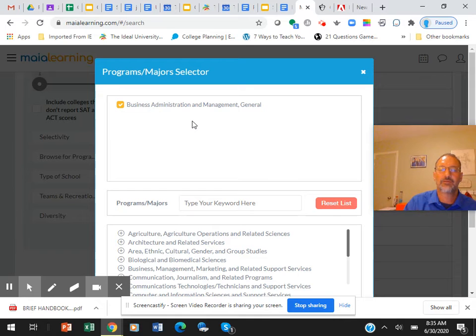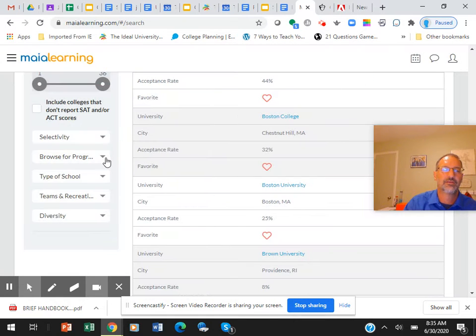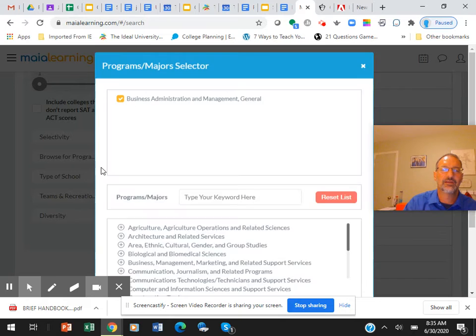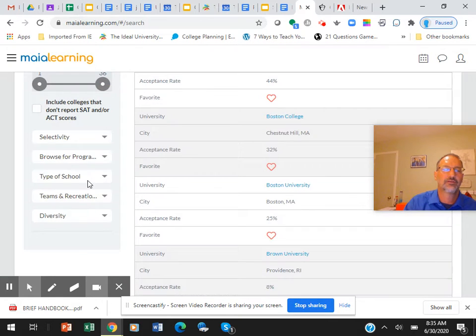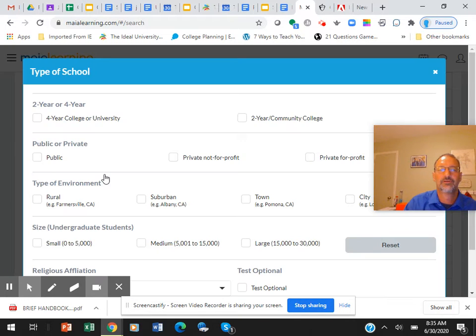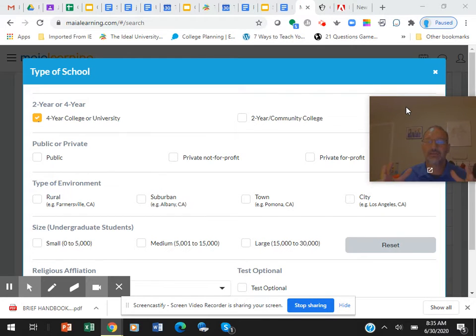Now the nice part about this is you can also pick a second area if you want, or a third area, and you can look for that as well. Okay, browse. Oh, I already did that. Okay, type of school. So you want a 4-year college, right? Public or private, doesn't matter. Type of environment. So where do you think you'd really like to study? Do you want to be in a large city? And they give some examples here, right? City is really large.